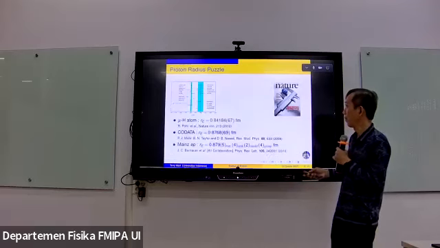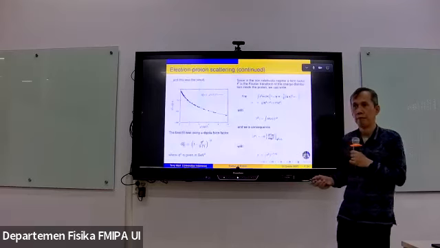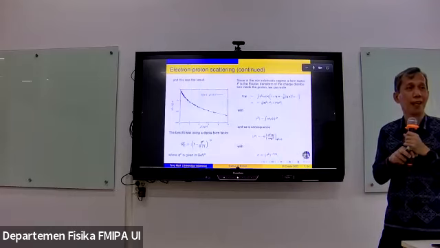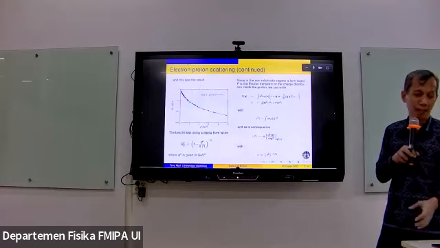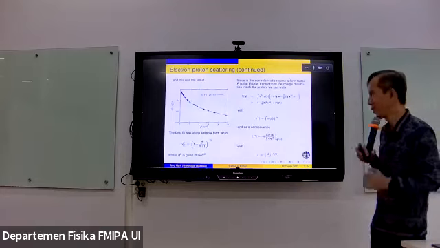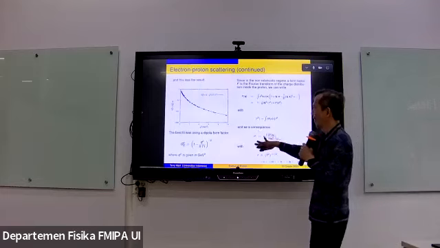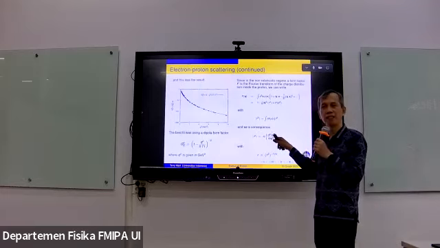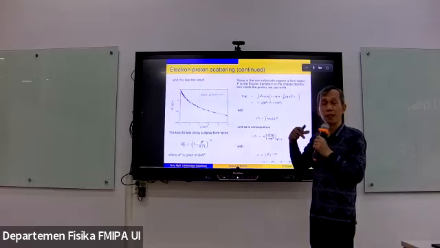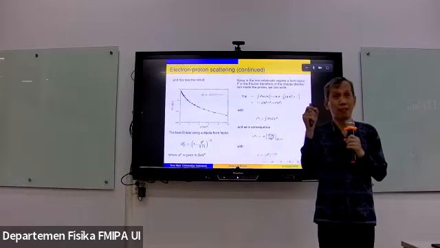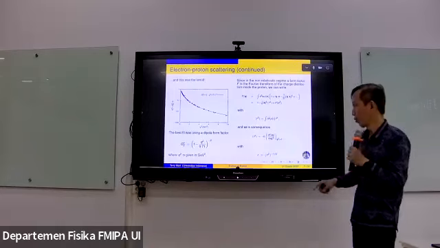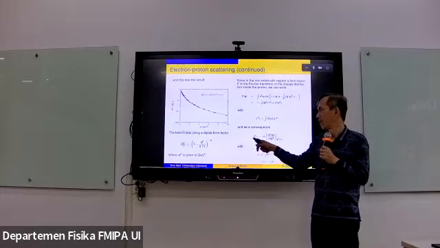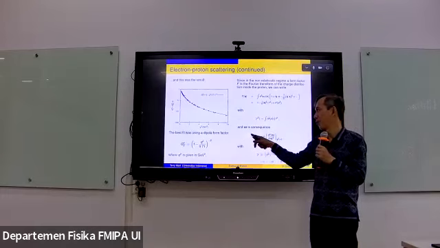Do you have questions about this formula? How can we measure or calculate the proton radius? Using this equation. Once you have the form factor of a particle, you can estimate the radius. This is called the root mean square radius, because you have to take the root of this.